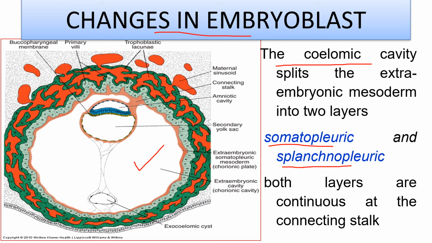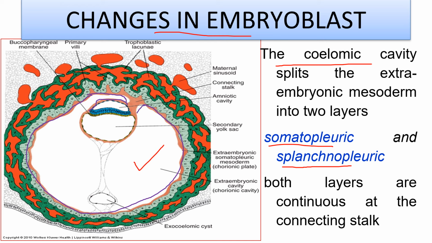What is somatopleuric? We will take another color. Somatopleuric is the extraembryonic mesoderm lining the trophoblast, that is the cytotrophoblast, and it lies outside the amniotic cavity. So that will be called the somatopleuric mesoderm.